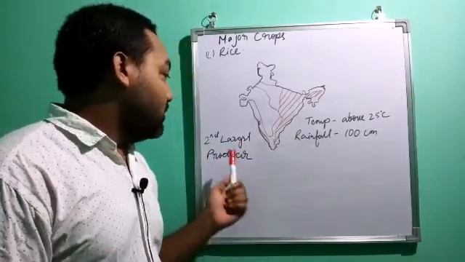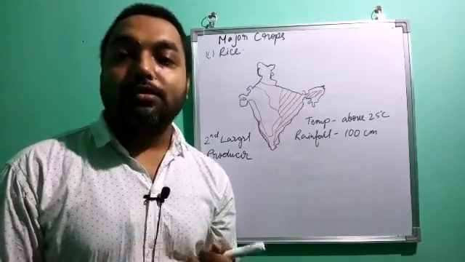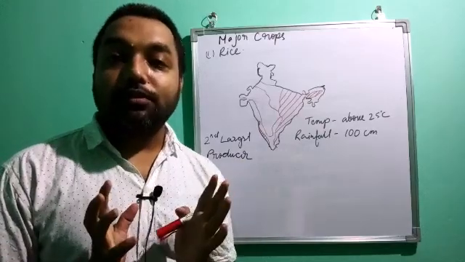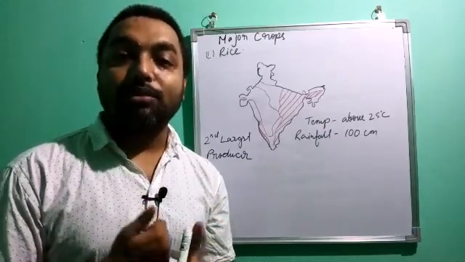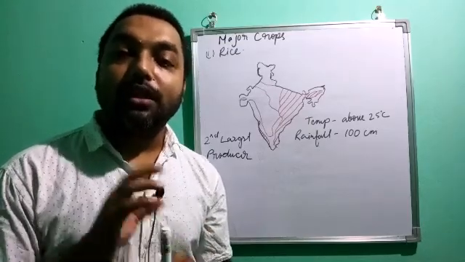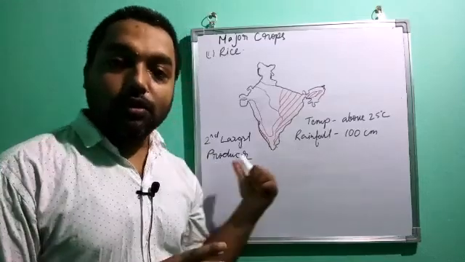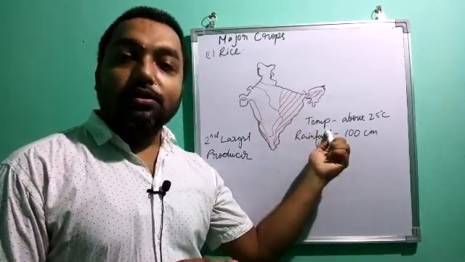So first we will discuss rice. India is the second largest producer of rice, after China. The majority of the country in India eats rice only; it is the staple food. So the main food of the majority of the people in India is rice only. We have discussed its position, then its growing condition.